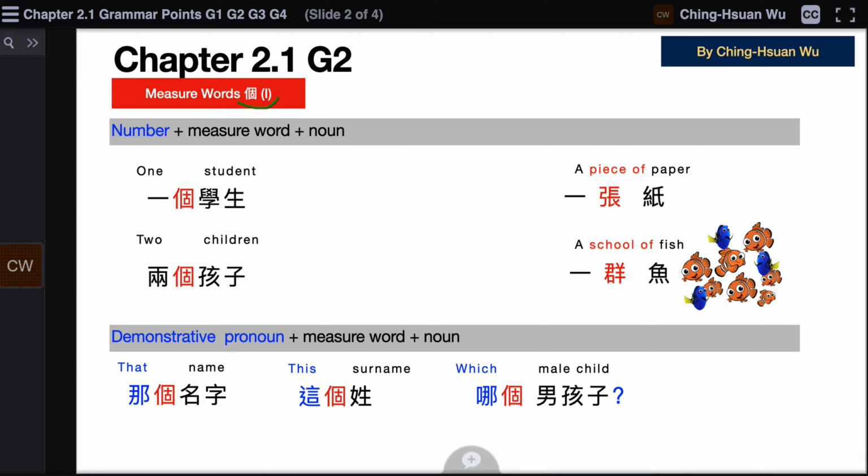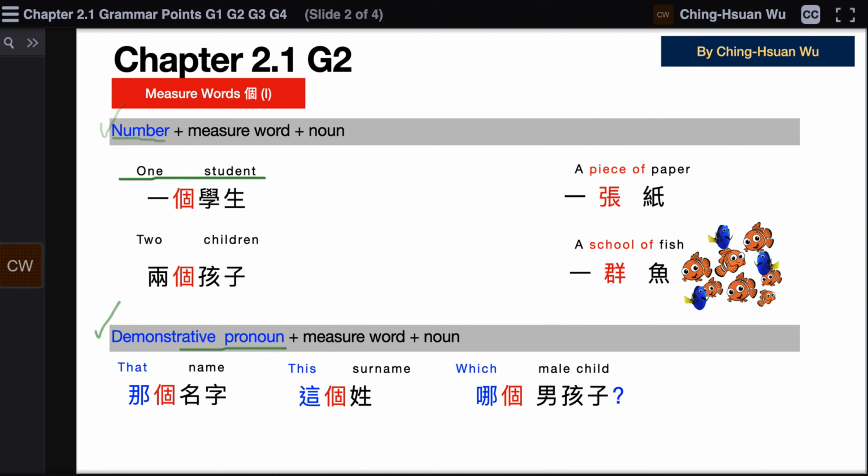There are more than 100 measure words in Chinese. Today we'll be talking about 个, which is the most commonly used one. There are two ways of using measure words. The first one starts with a number. The second one starts with a demonstrative pronoun. In English, you say one student.